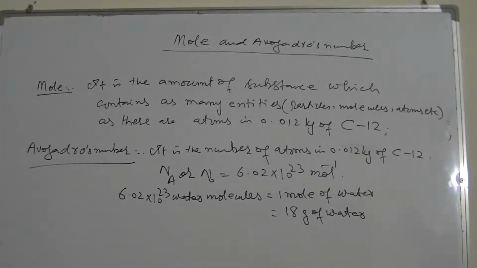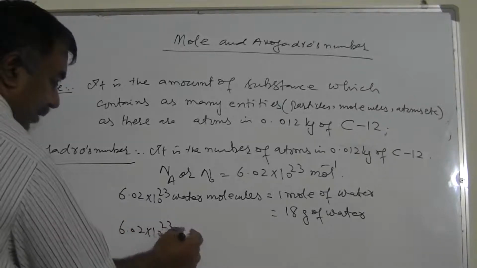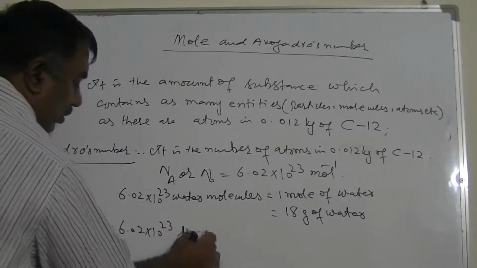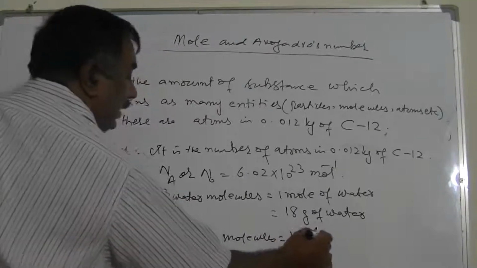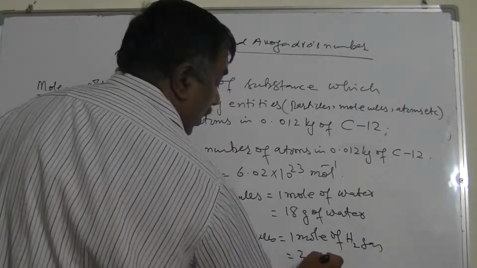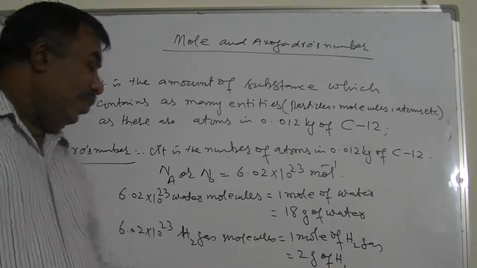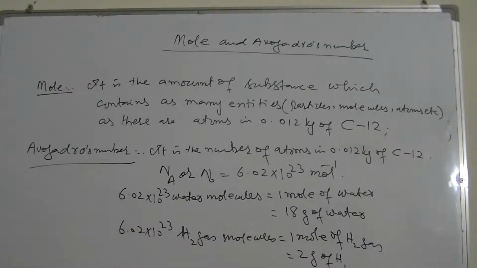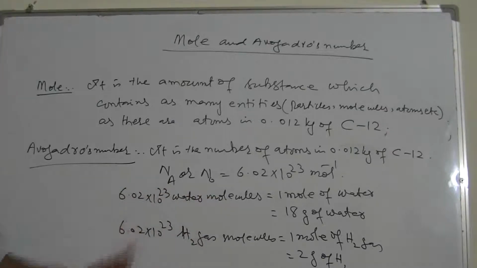Similar is the case if I take 6.02 into 10 power 23 hydrogen gas molecules, then it constitutes 1 mole of hydrogen gas, and it weighs 2 grams. If 2 grams of hydrogen gas is taken, it's equal to 1 mole, and it will consist of 6.02 into 10 power 23 molecules of hydrogen gas. Now these are the molecules of water and these are the molecules of hydrogen, but the quantity is the same, as in the dozen the quantity was the same. So that's Avogadro's number, and that determines the mole.